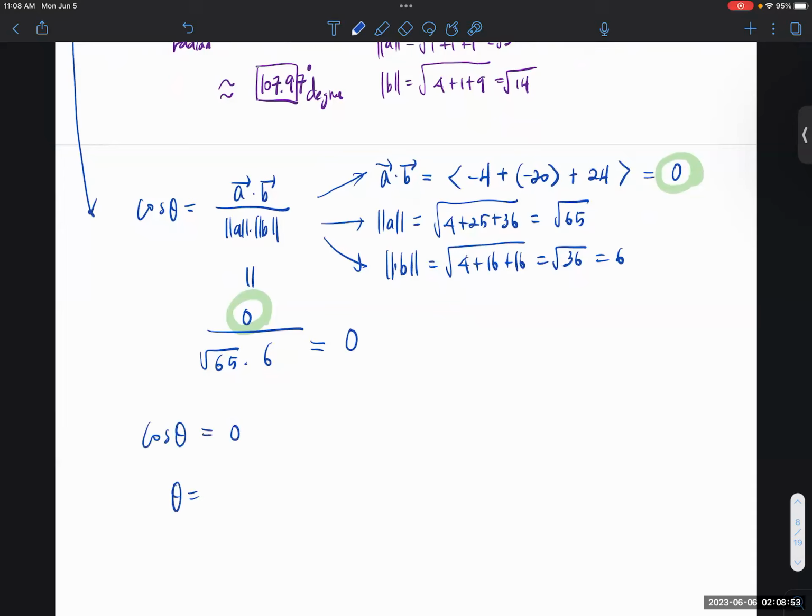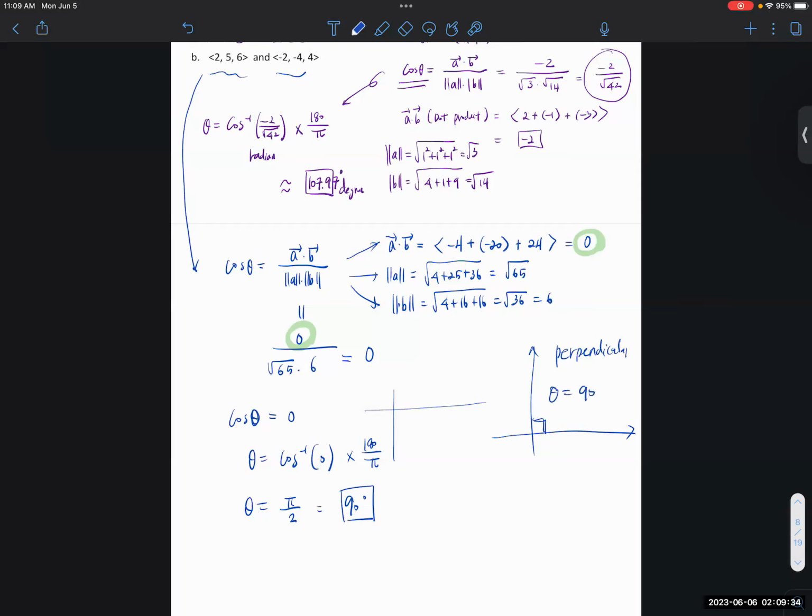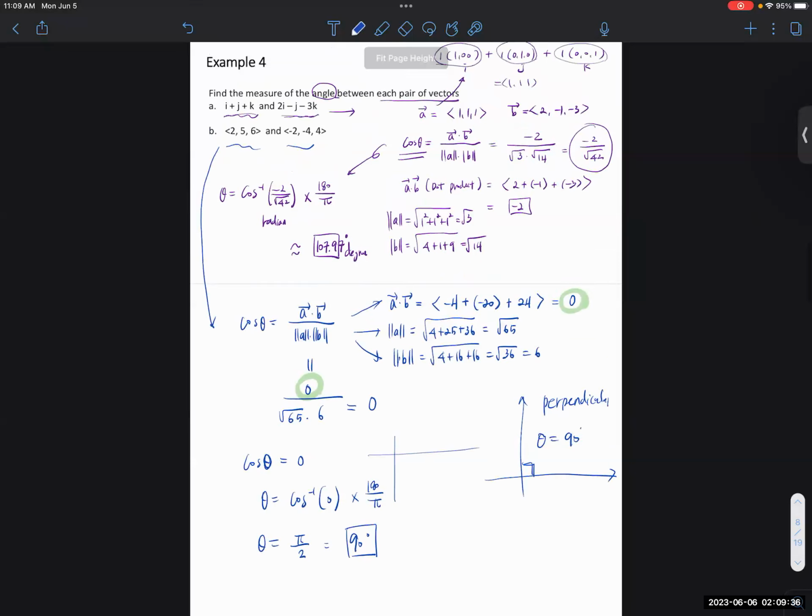If theta is pi over 2, you can go to the trigonometry table, or use a decimal, that's okay. Then you multiply by 180 over pi. You will get 90 degrees. So these two angles are literally creating the 90 degrees. Those two vectors have a perpendicular relationship, because we got 90 degrees for theta. Does it make sense?